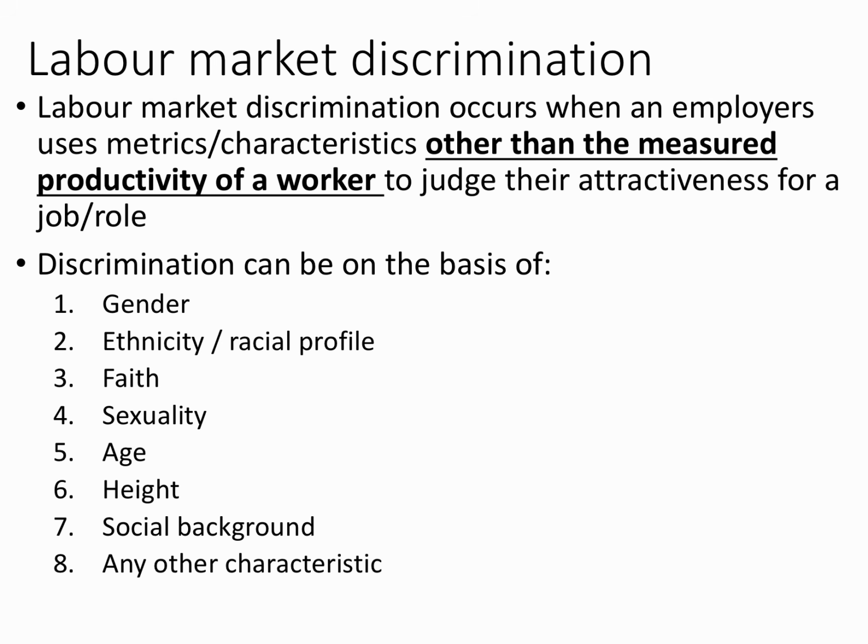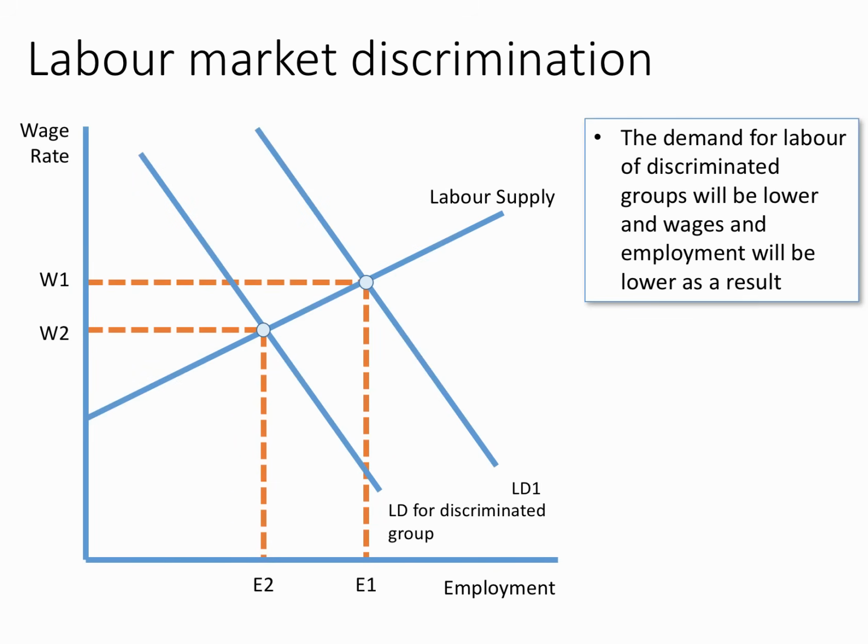And there are lots of bases for which discrimination can take place: gender, ethnicity, racial background, your faith, your sexuality, your age, your height, and any kind of characteristic including social background. Discrimination is undoubtedly a cause of labour market failure, and although the world hopefully has become a more tolerant and open place over many years, it's still a factor.